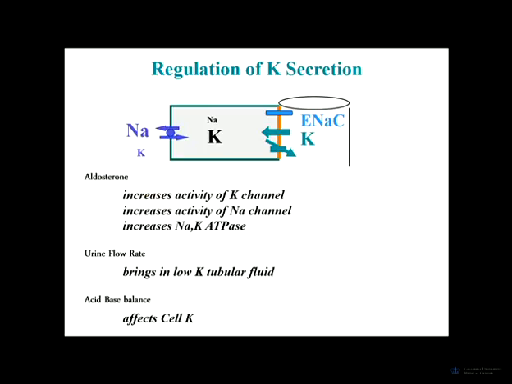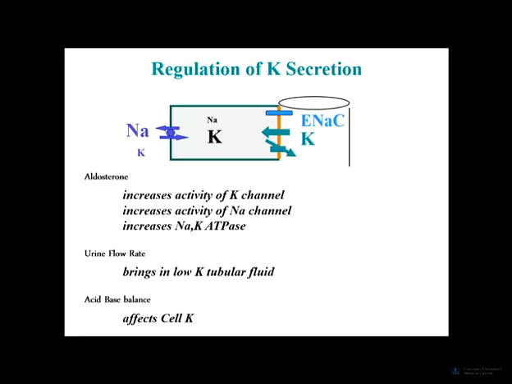Let's just look at it this way, okay? So first, aldosterone, a very critical hormone that controls potassium secretion. How does it do that? It increases the activity of the potassium channel, ROMK in particular. So the channel is more open more of the time.